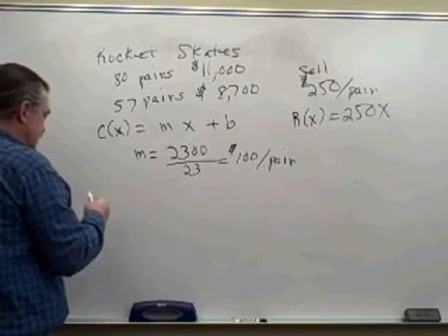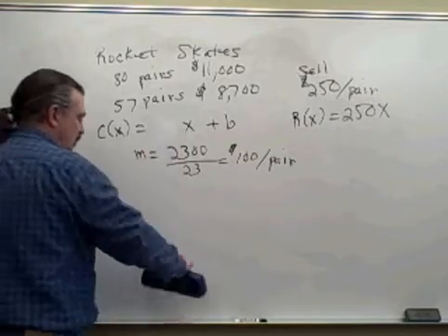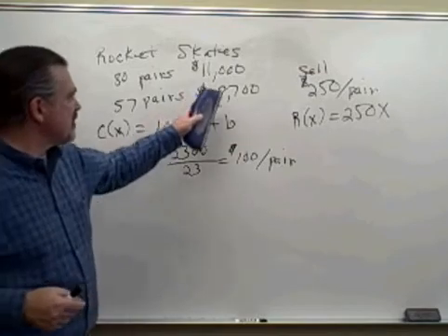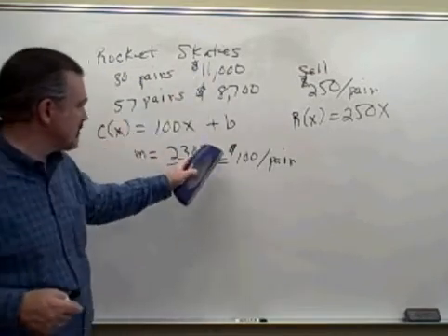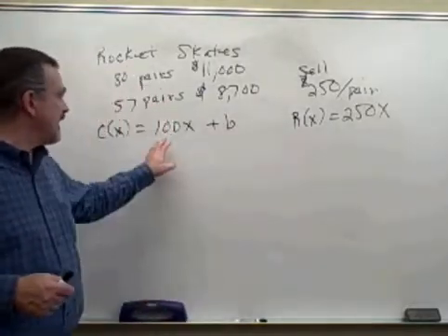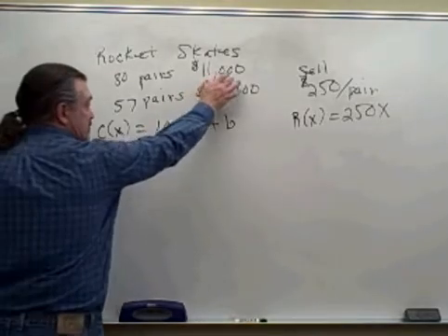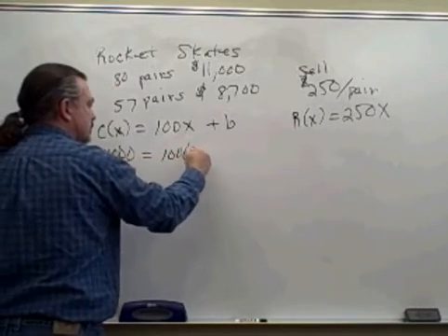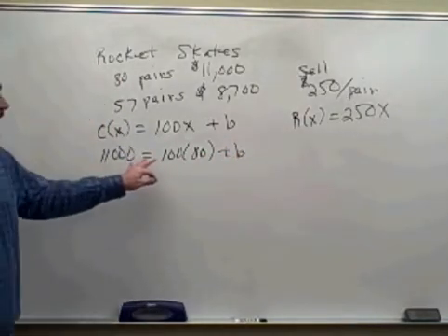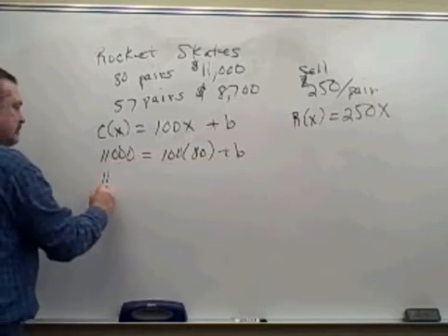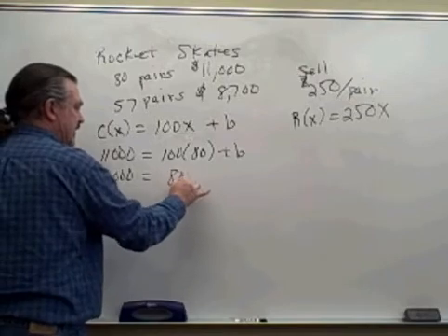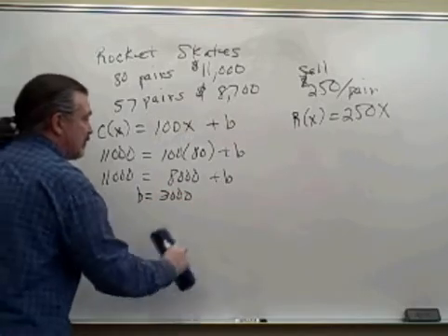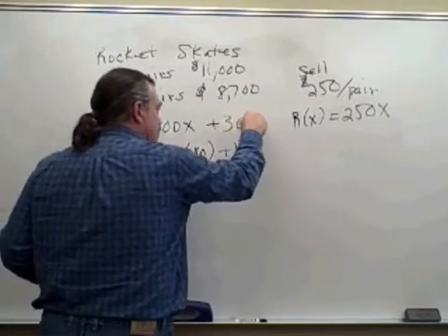So my cost function now looks like this. C of x equals 100x plus b. My slope, my change of y, which is cost, over change of x, which is pairs, came out to $100 per pair. And now I just have to find my b value. So I can take one of these cost figures, like the 11,000, take the corresponding number of pairs, plug those in for x and y, and I can now solve this equation for b. 100 times 80 is 8,000. Subtracting 8,000 from both sides, I get b equals 3,000. So now I know my b value, in the business vernacular, my fixed costs, are $3,000.